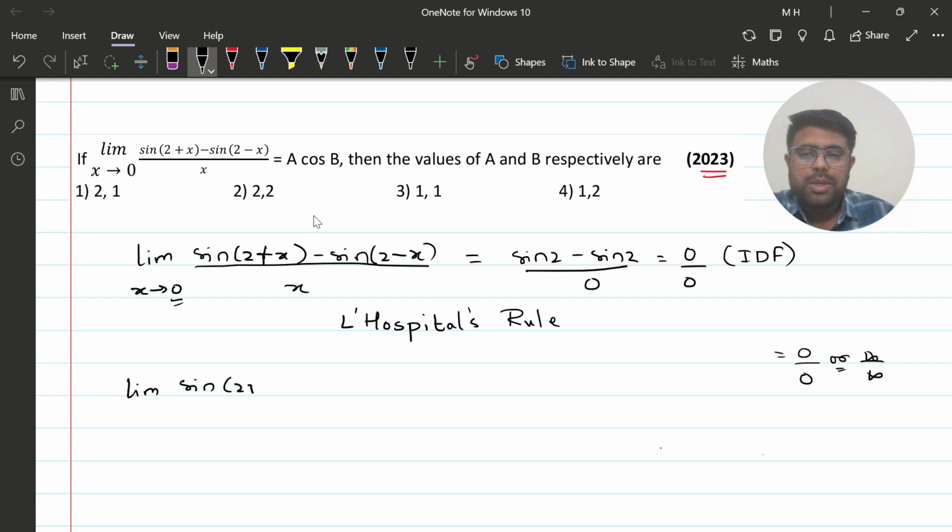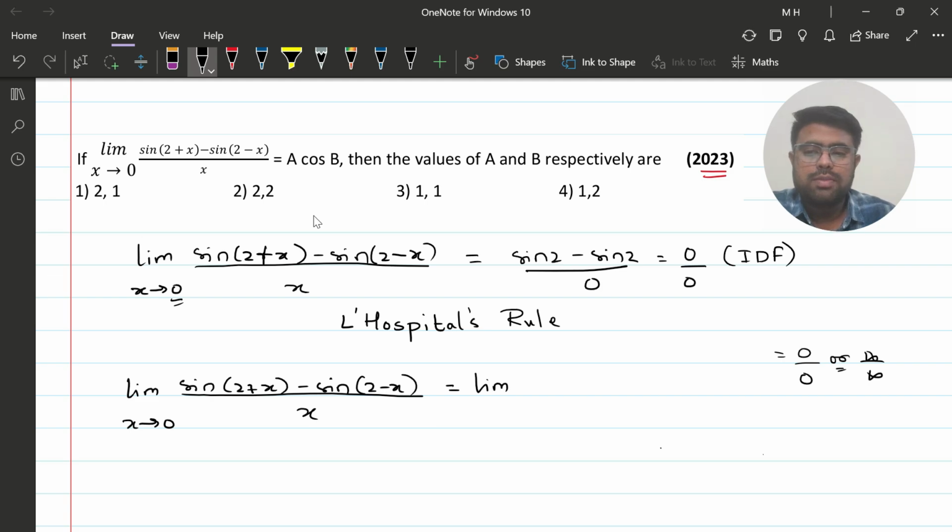So the limit of sine(2 plus x) minus sine(2 minus x), whole divided by x, as x tends to 0 is equal to, if I take it in this way, what is the derivative of sine of 2 plus x? It is cosine of 2 plus x. Minus the derivative of sine of 2 minus x is cosine of 2 minus x; the derivative of 2 minus x is minus 1, so minus into minus would be plus, divided by the derivative of x, which is 1. So I have applied L'Hopital's rule.